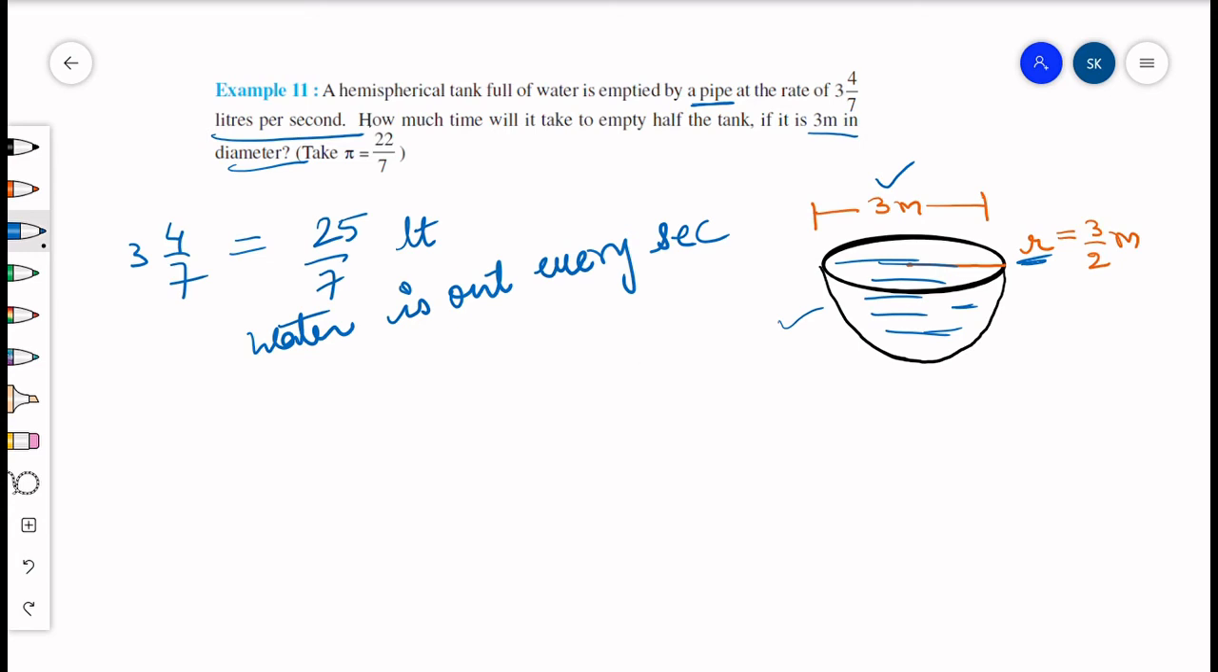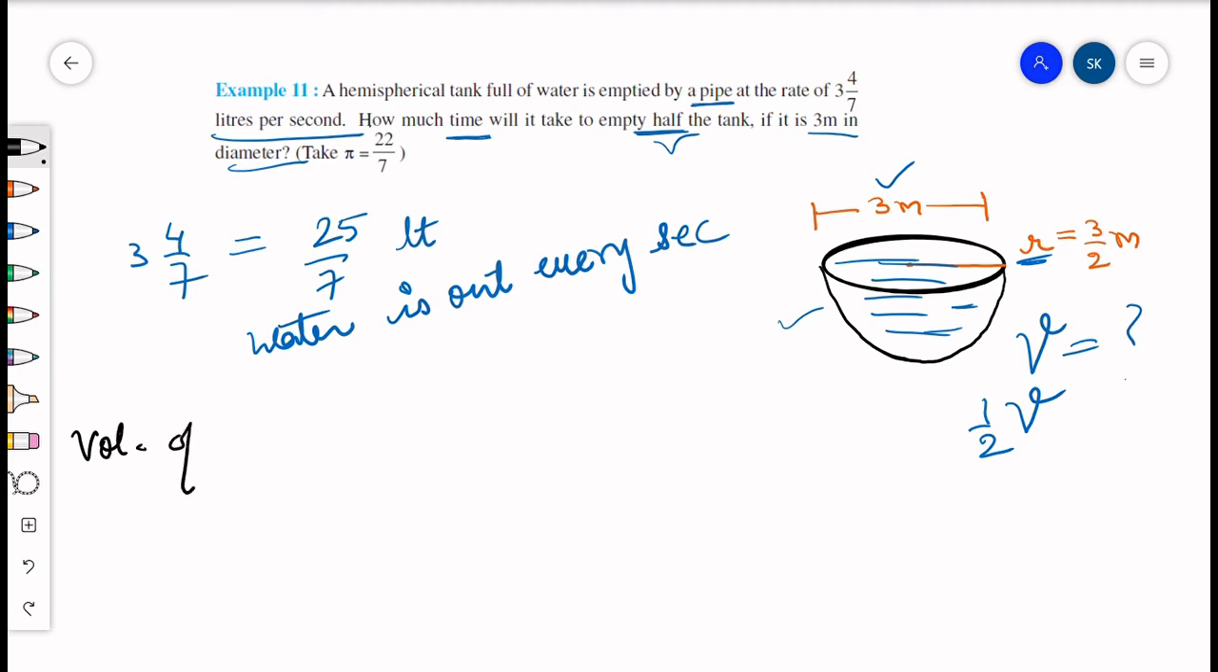Then how much time will it take? We need to find out the time it will take to empty half the tank. This word is important: half of the tank. That means the first thing is clear, we are going to find out the volume of this hemisphere, and then we'll find out half the volume of the hemisphere. So let's start.